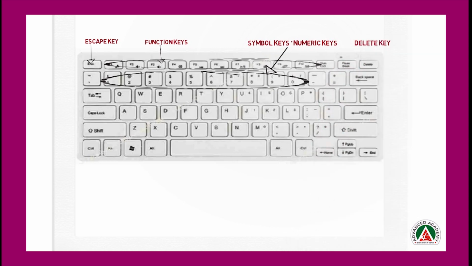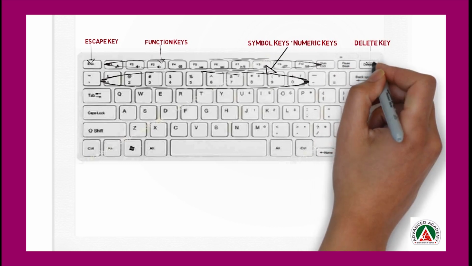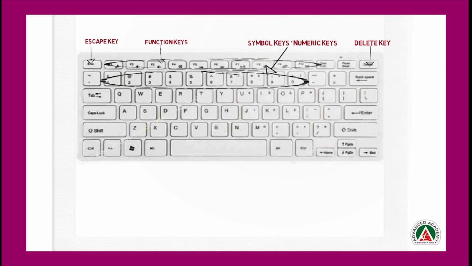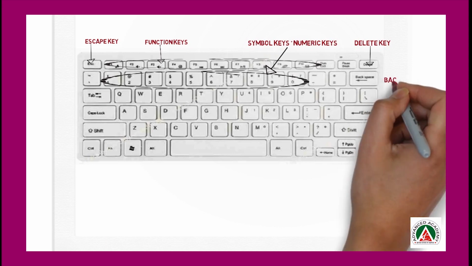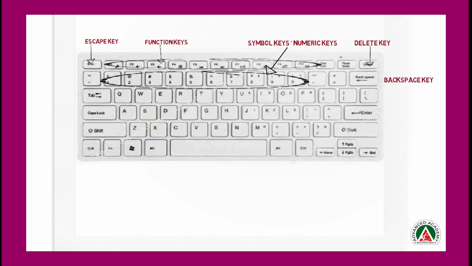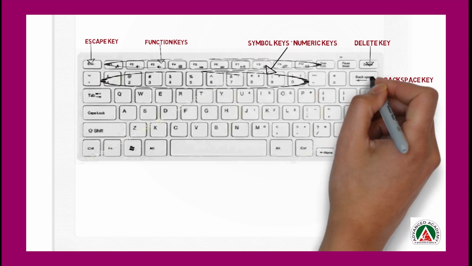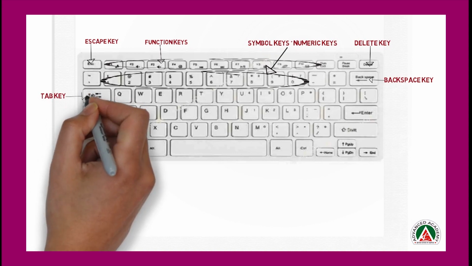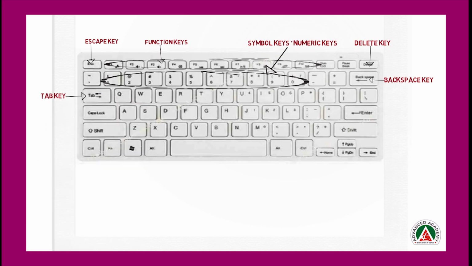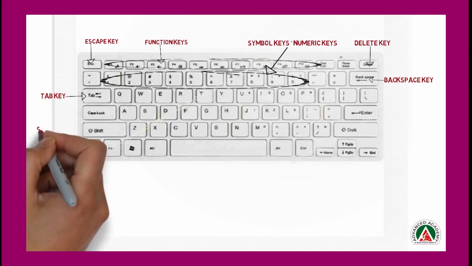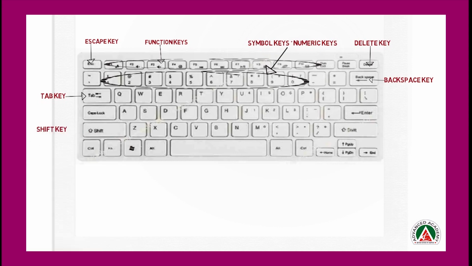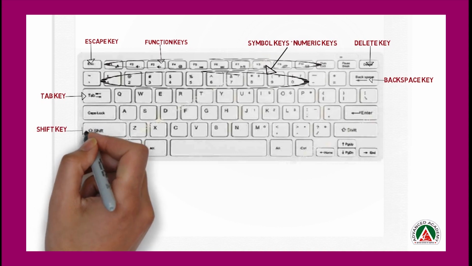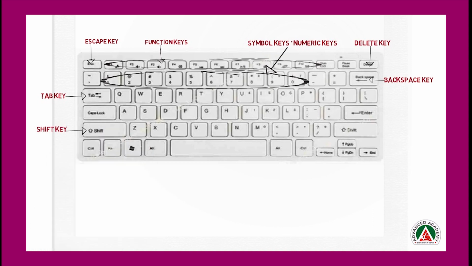Near to the function keys, delete key is there to delete any character. Below the delete key is the backspace key to delete any character backside. Now look at the left. Tab key is there to move your cursor one tab forward. There are two shift keys on the keyboard, one at the left side and another on the right side.